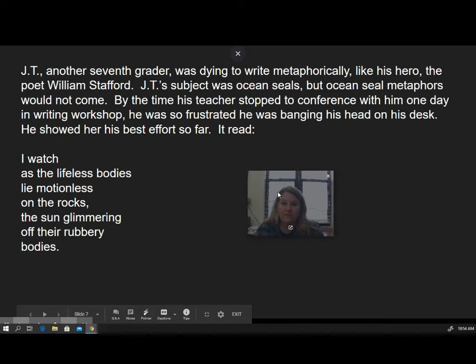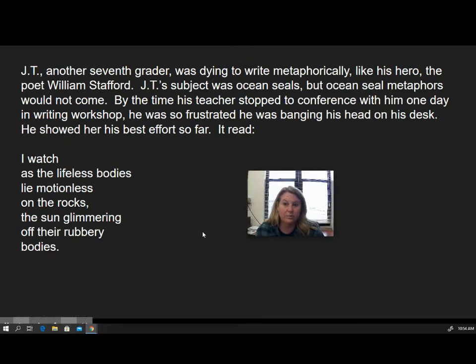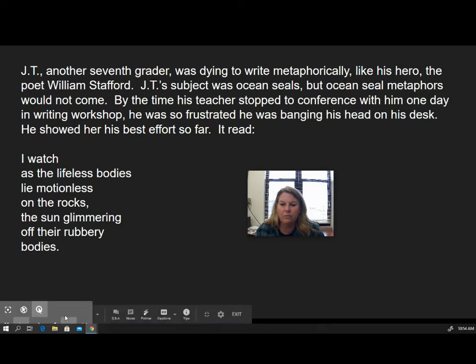JT, another seventh grader, was dying to write metaphorically like his hero, the poet William Stafford. JT's subject was ocean seals, but ocean seal metaphors would not come. By the time his teacher stopped for a conference with him one day in writing workshop, he was so frustrated he was banging his head on his desk. He showed her his best effort so far. It read, "I watch as the lifeless bodies lie motionless on the rocks, the sun glimmering off their rubbery bodies."